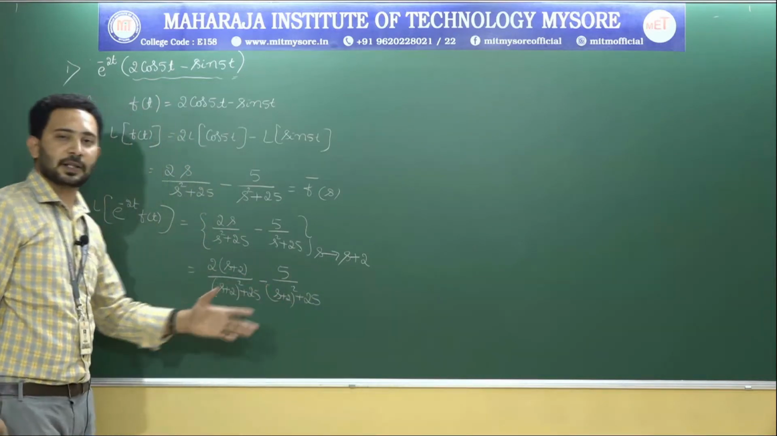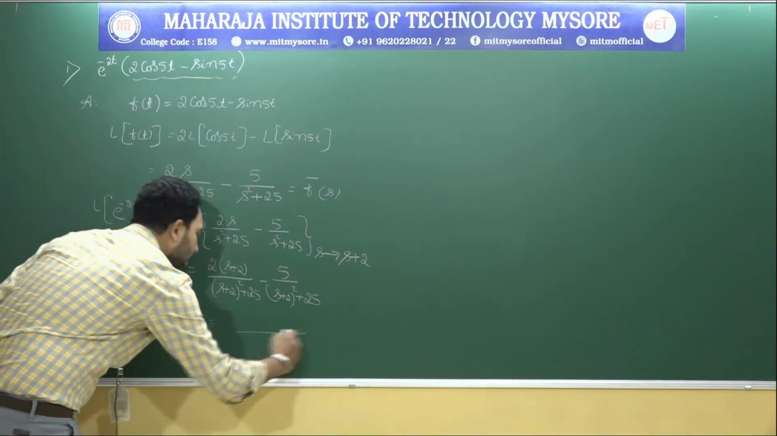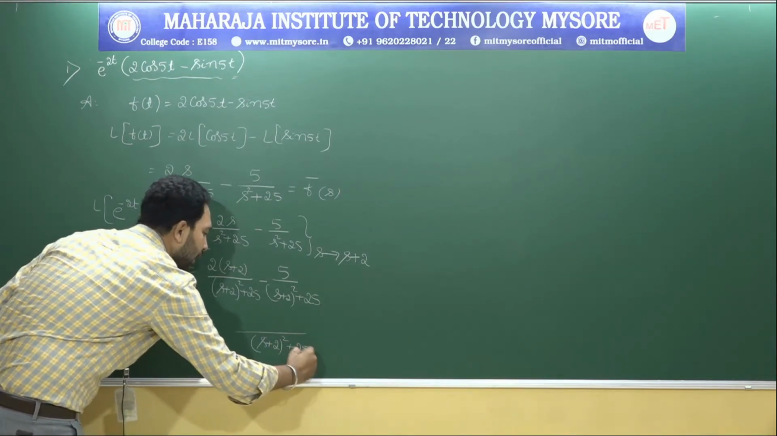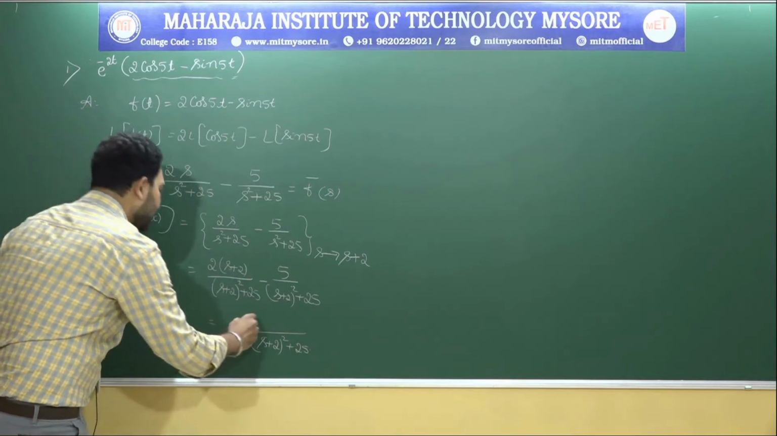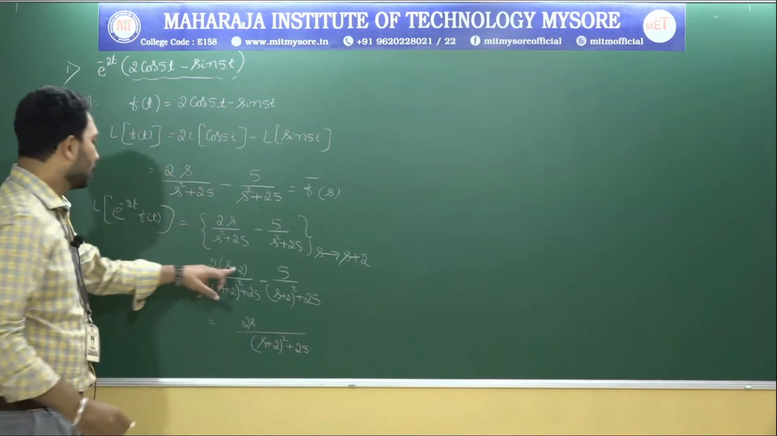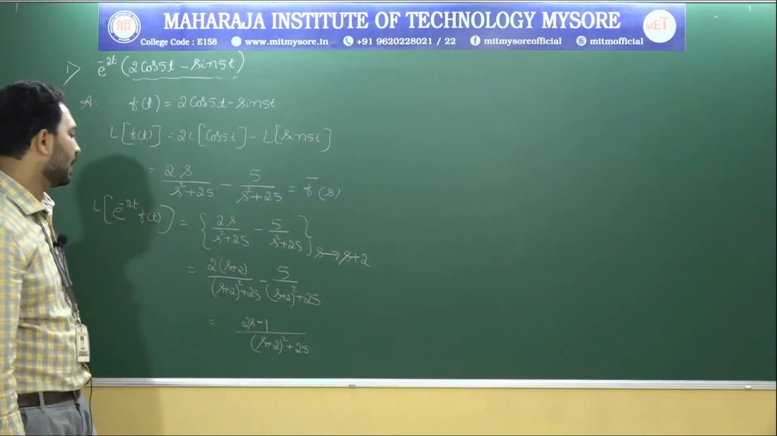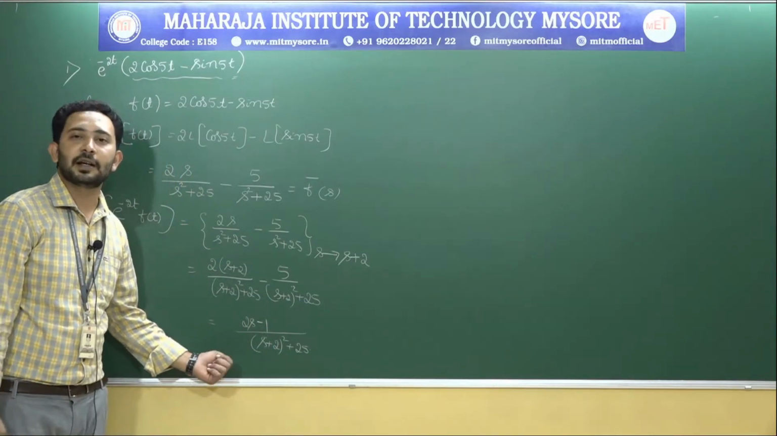So we can take s plus 2 whole square plus 25 as common or as LCM. It is nothing but 2s plus 4 minus 5. It is 2s minus 1. So this is the required result.